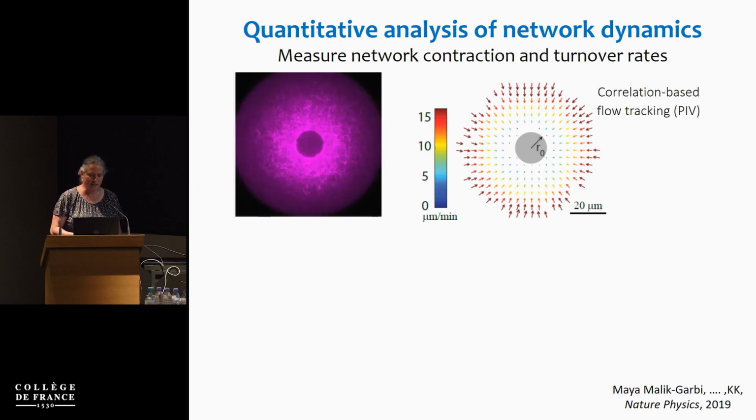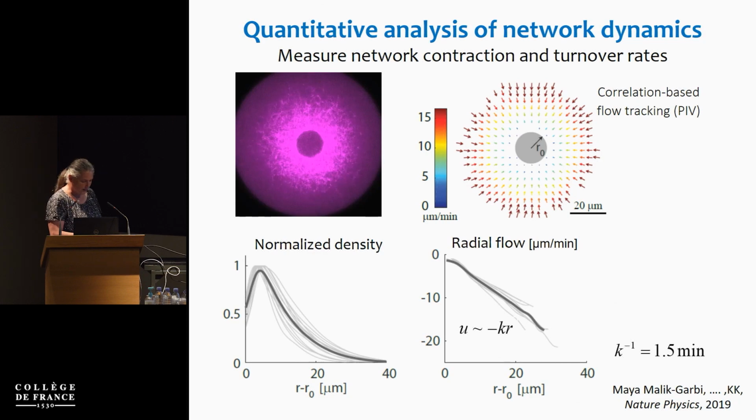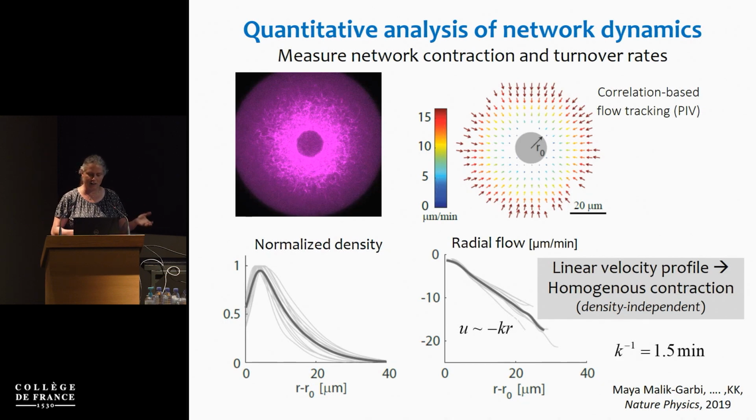So we can quantitatively measure the density and the velocity of the actin networks here. And this was already a few years ago. We realized that the density profile changes. You have the highest density towards the center and it goes down towards the periphery. What was interesting is if you look at the flow patterns, you have this inward radial flow pattern, and it looks rather linear. So the velocity actually increases linearly with distance. And this actually implies that the contraction is homogeneous. So basically, whether you're at very low densities or at high density, the system contracts homogeneously.